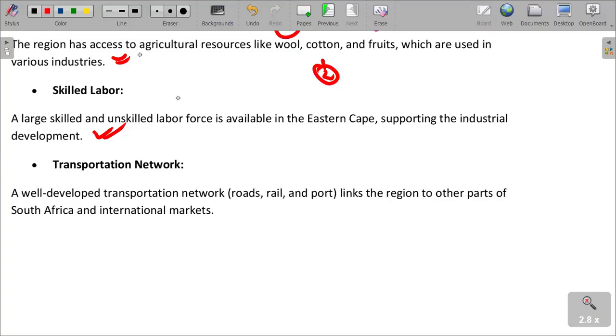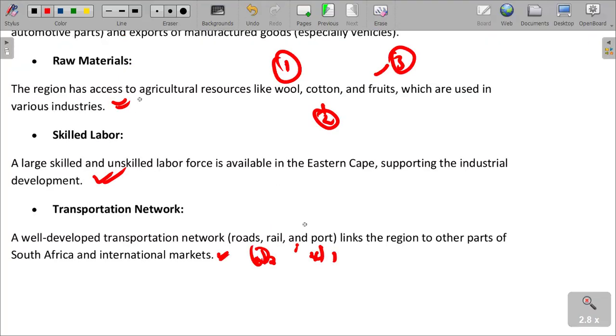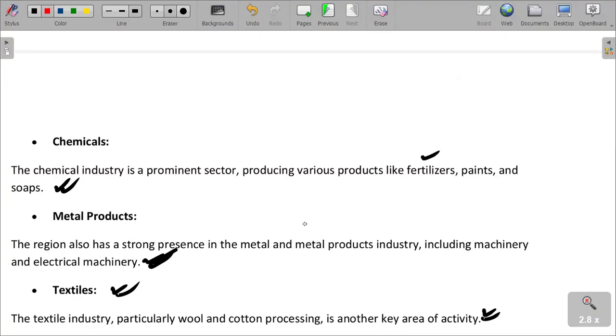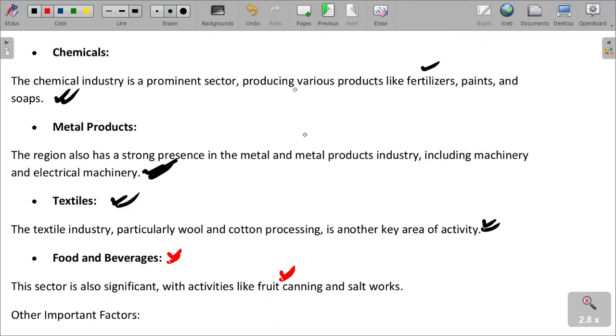So finally, we can talk about transportation network. There is a well-developed transport network that links the region to other parts of South Africa and international markets. We talked about N2. We also maybe talk about N1. We can talk about many other international roads that are linking. So, class, these are the two points that we need to take note of.